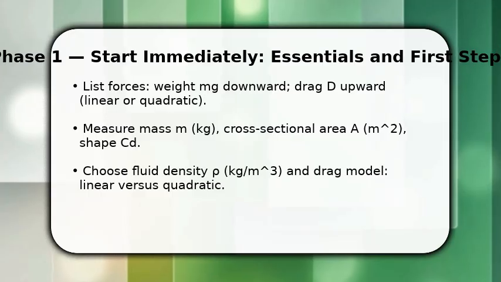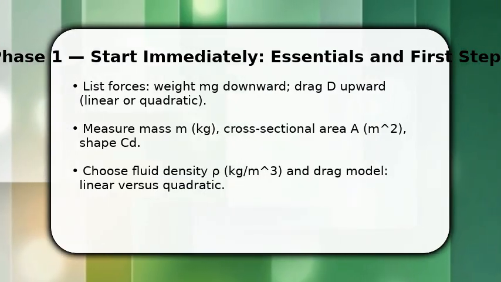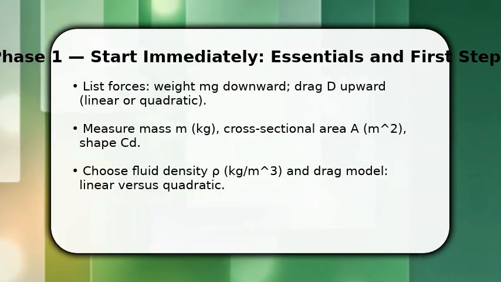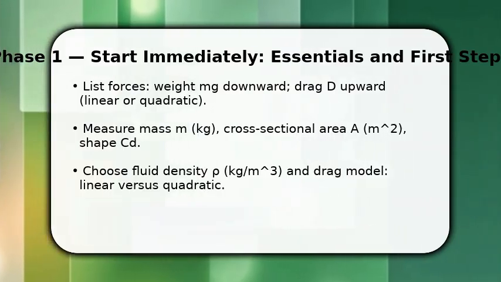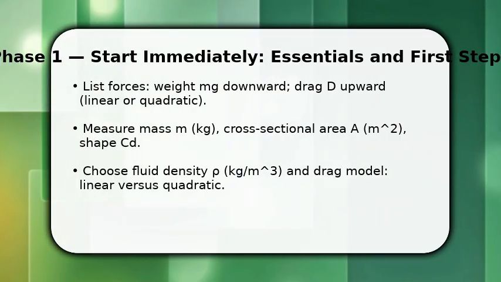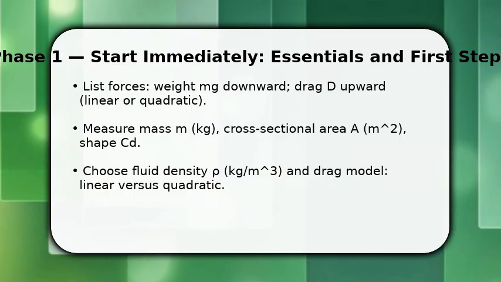Enjoy the video. You start by identifying what acts on the object: gravity and aerodynamic drag. First, measure the mass m and the projected area A, and estimate the drag coefficient CD from shape. Once done, pick the drag model. Use linear drag for very low speeds or tiny particles, otherwise use quadratic drag for typical falling bodies.